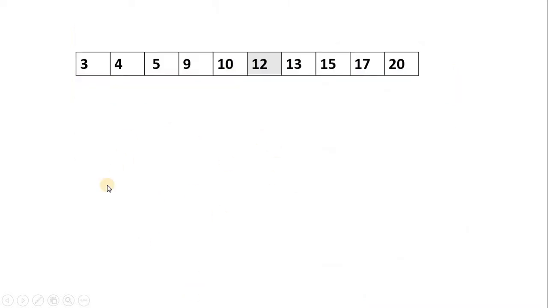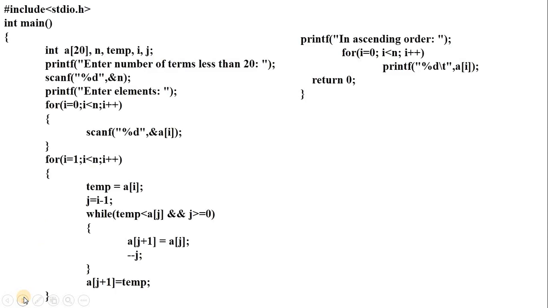In this way, at last you get the answer as what? 3, 4, 5, 9, 10, 12, 13, 15, 17, 20. So this is how you write a program. So these are all our declarations. You're asking the user to enter numbers less than 20, because a of 20 here, so that's why you have to write 20 only. So scanf %d ampersand n, suppose you said 10 or like that.